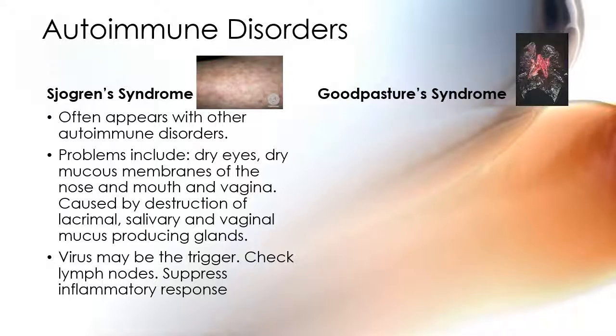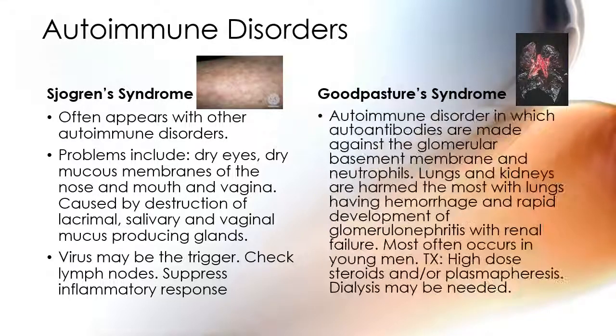Then we also have Goodpasture syndrome. This is an autoimmune disorder in which autoantibodies are made against the glomerular basement membrane and neutrophils. Lungs and kidneys are harmed the most, with the lungs having hemorrhage and rapid development of glomerular nephritis with renal failure. Most often occurs in young men. Treatment is high dose of steroids and/or plasmapheresis, and then dialysis may also be needed.